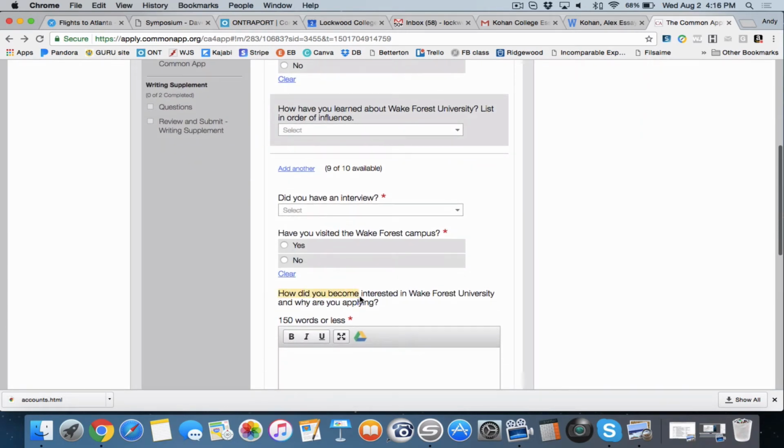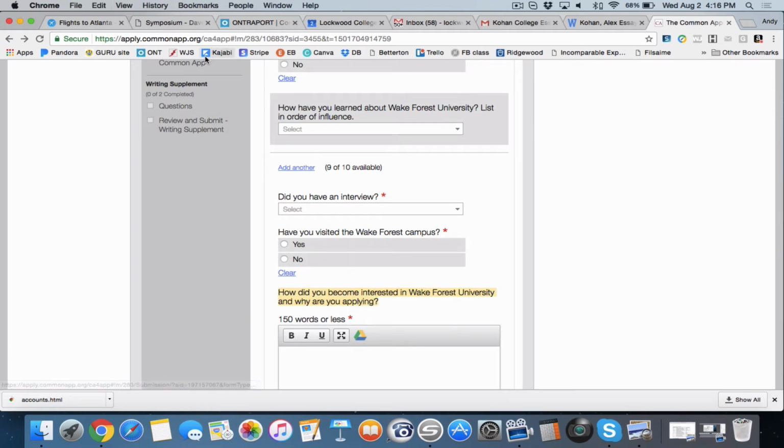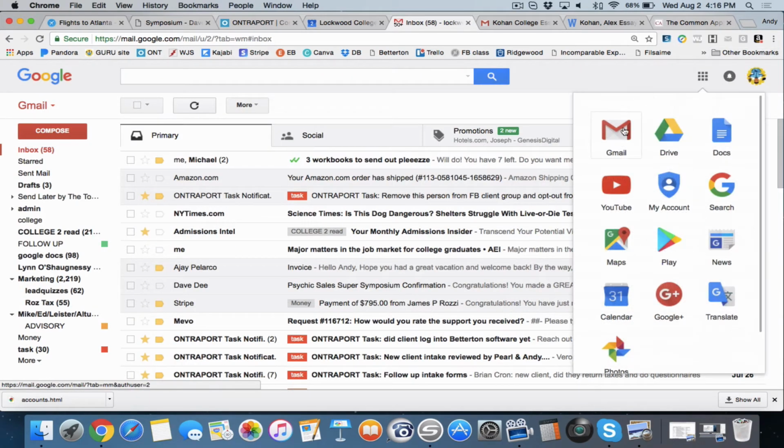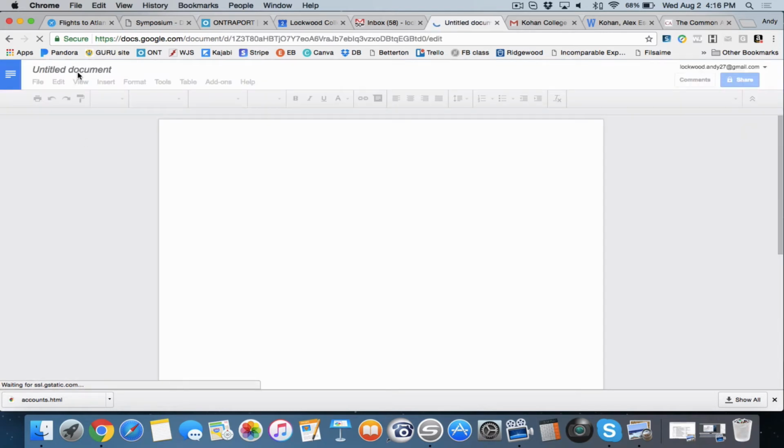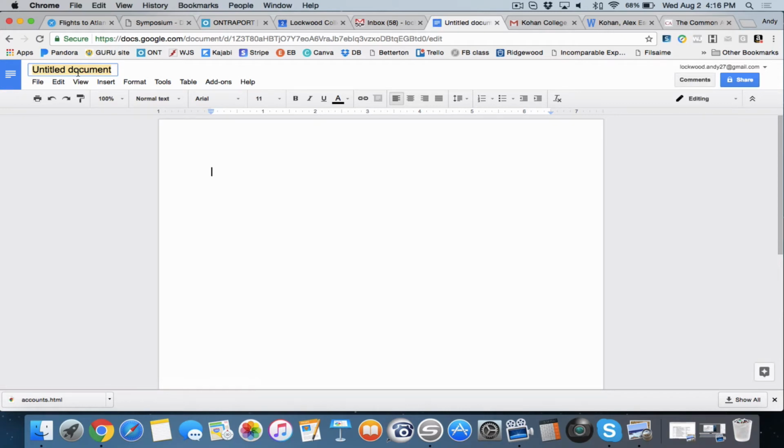So what I would suggest is you take each essay, you cut and paste it, you open up a Google Doc, and I'm going to do that right here, and you cut and paste each of the essays. I'm a big fan of Google Docs as opposed to Word or something, because if your, God forbid, laptop crashes, then you're done. You're dead. But if you have it stored in the cloud, then it's not so bad.